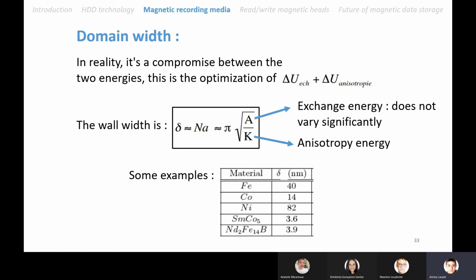While exchange energy doesn't vary a lot from a material to another, the anisotropy energy does. It is then responsible for the major difference between the domain width of different materials.